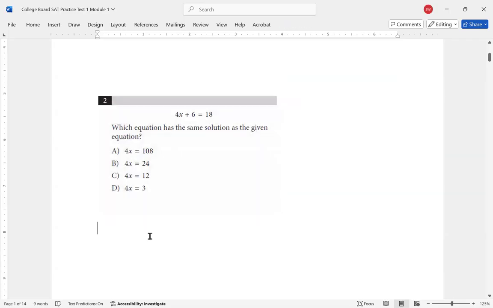Question number 2 says, which equation has the same solution as the given equation? So what equation is equivalent to the given equation? We have 4x plus 6 is equal to 18. Now, if I were to solve this equation, the first step that I would do is I would subtract 6 from both sides to get rid of the 6 on the left-hand side. If I subtract 6 from the left-hand side, I end up with 4x. If I subtract 6 from the right-hand side, I end up with 12. So I get 4x is equal to 12.